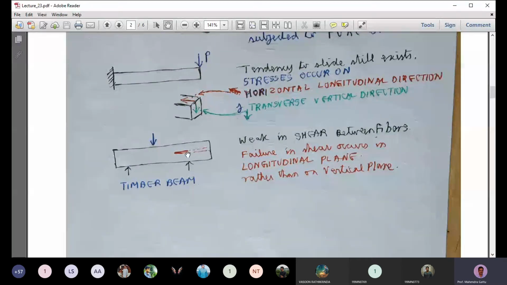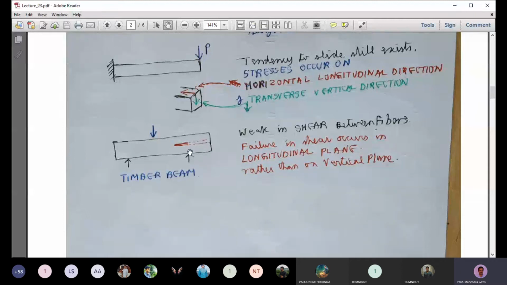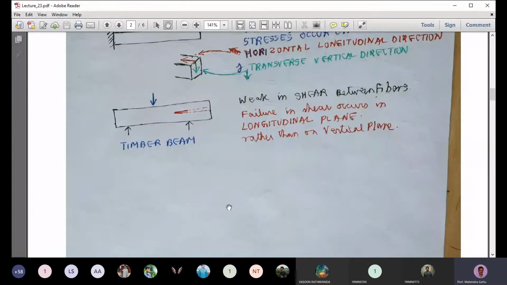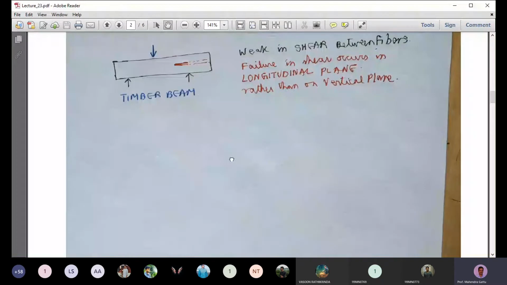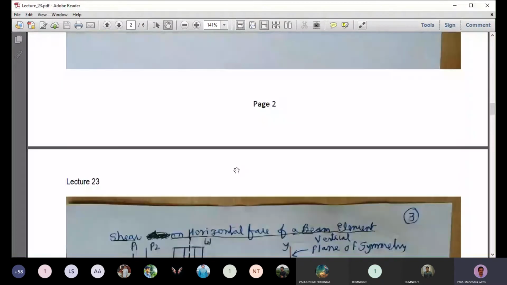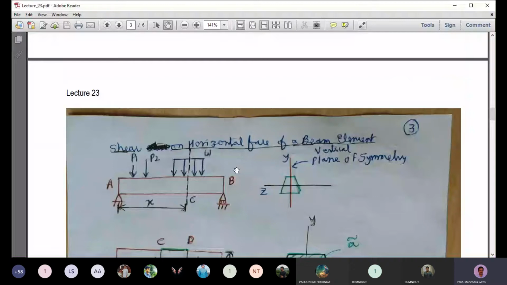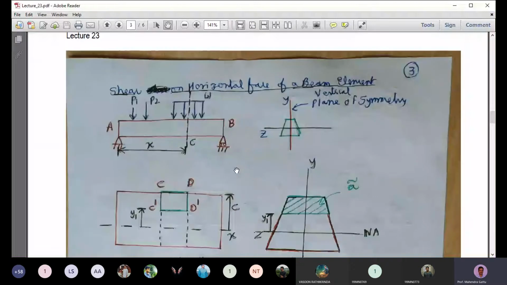I don't have the picture of the timber beam, but maybe I will show it sometime later. Here the failure is taking place in the longitudinal direction, although there is vertical shear and also horizontal shear. So we will discuss this shear force in the horizontal direction. What is the horizontal force acting on the plane?